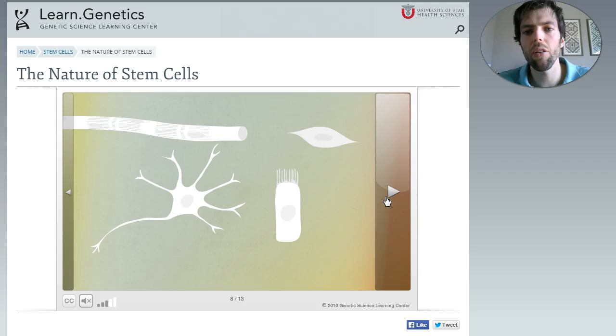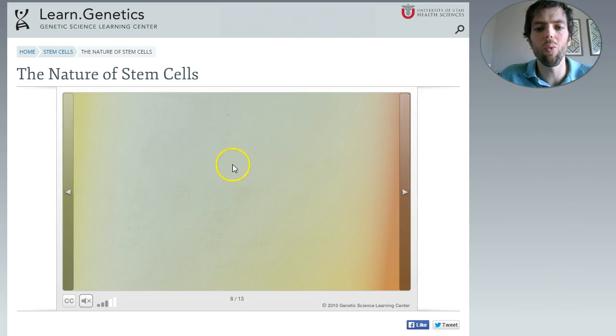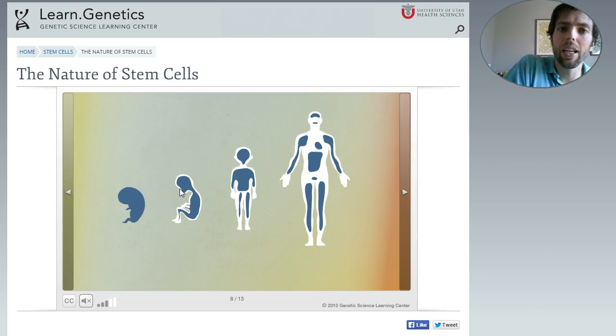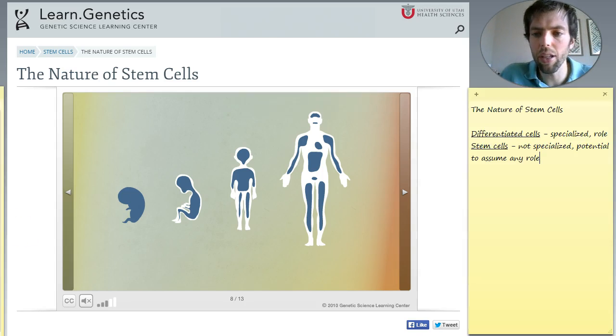And here we show that as the embryo is becoming the baby, once you turn into a nerve cell or a muscle cell, that's it. You are differentiated. There's no going back to becoming a stem cell. And so that's the second thing we're going to write down, is sort of following this process of what happens to stem cells as we develop inside our mom.